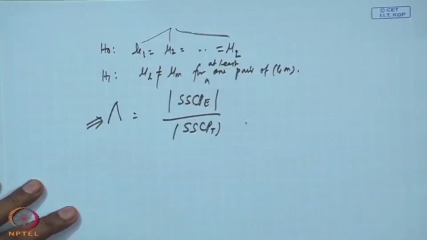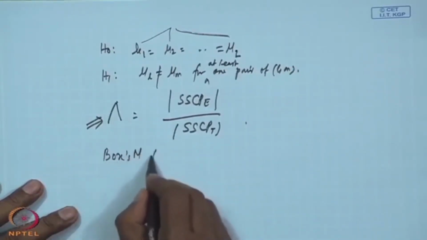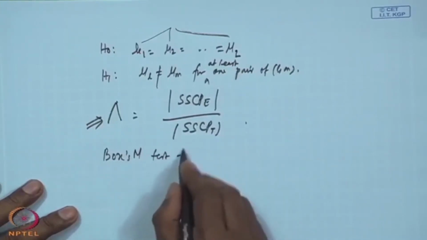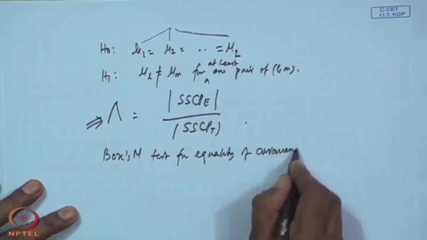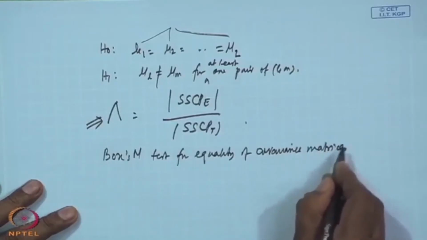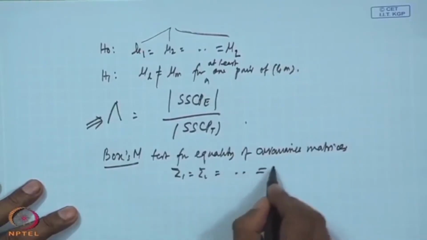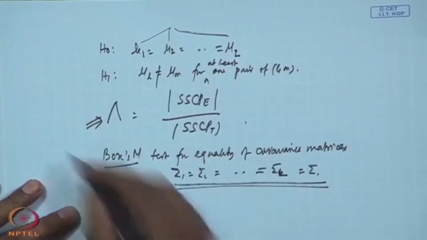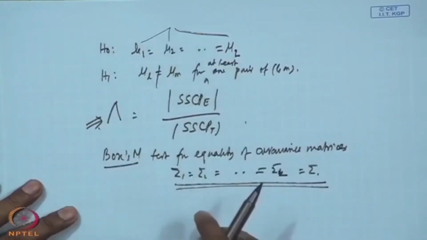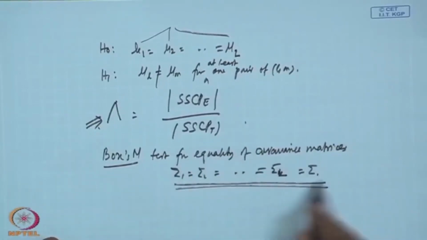Before that, what have we done? We have also done the Box's M test for equality of covariance matrices, that means sigma 1 equal to sigma 2 equal to sigma L equal to sigma. If this condition is satisfied, then Wilks lambda and other statistics will give us a much more accurate result compared to the situation where these are not equal.